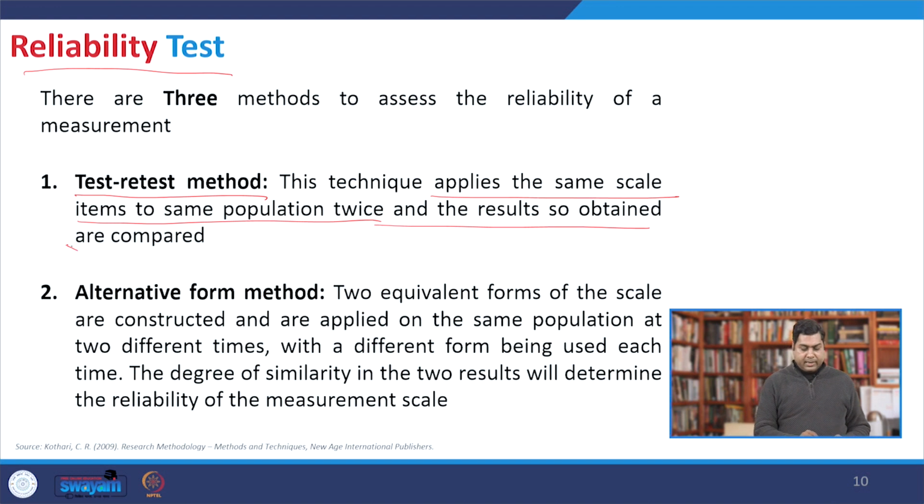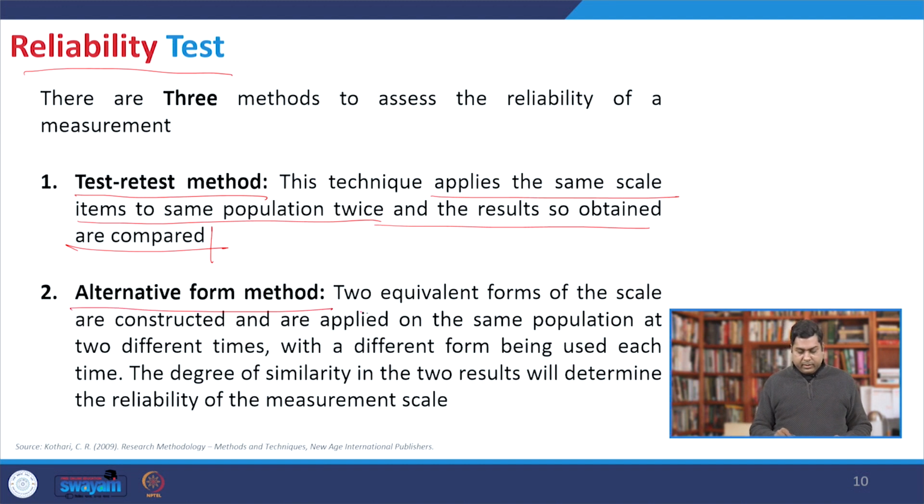So in such cases, we design a measurement scale, we conduct a survey, and then after some time we conduct the survey again. If our measurement scale is properly designed, then in both cases it will give you statistically similar output. That means we can say the measurement items or the scales are reliable.